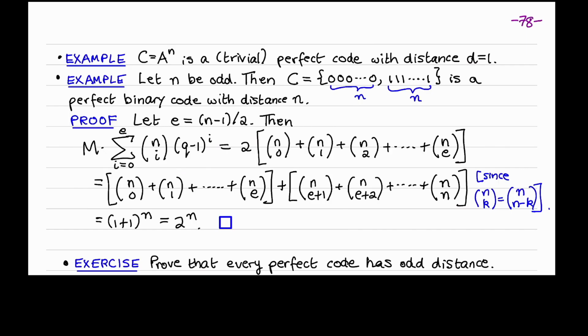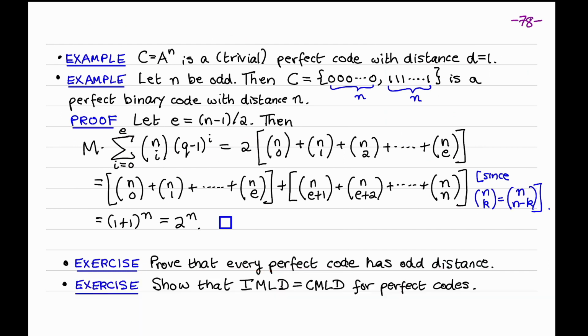As an exercise, you can prove that every perfect code has odd distance. Another exercise is to verify that IMLD is identical to CMLD for perfect codes.